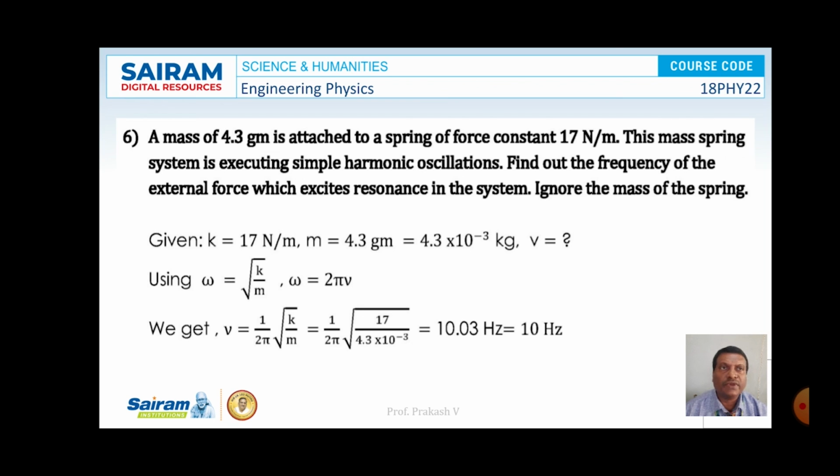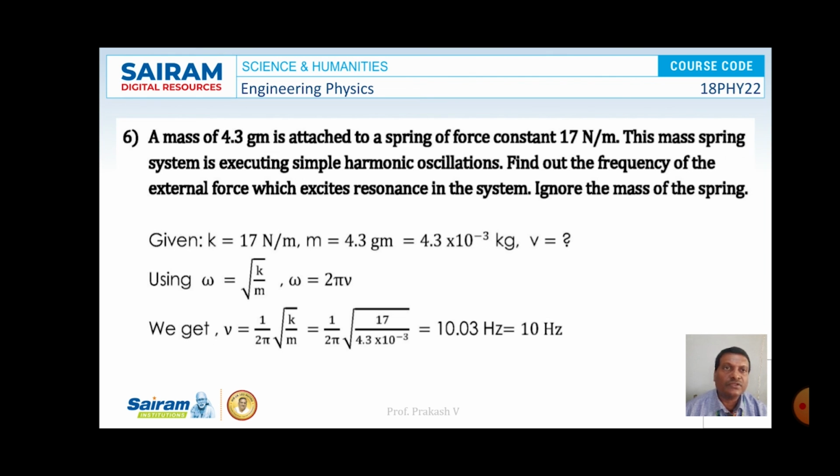So here the value of force constant is given as 17 Newton per meter and mass attached is 4.3 grams. So the angular frequency omega is equal to square root of K by M. Further omega is equal to 2 pi mu. Therefore mu is equal to 1 by 2 pi into square root of K by M. So substitute the value of K and M in the formula. Then on simplification we are going to get the value of mu as 10 Hertz.